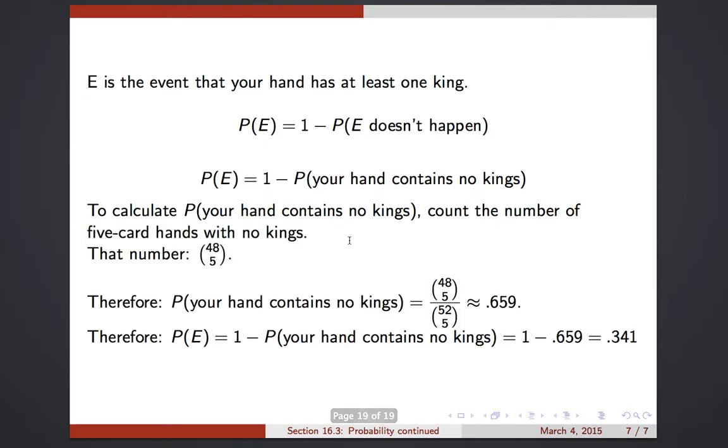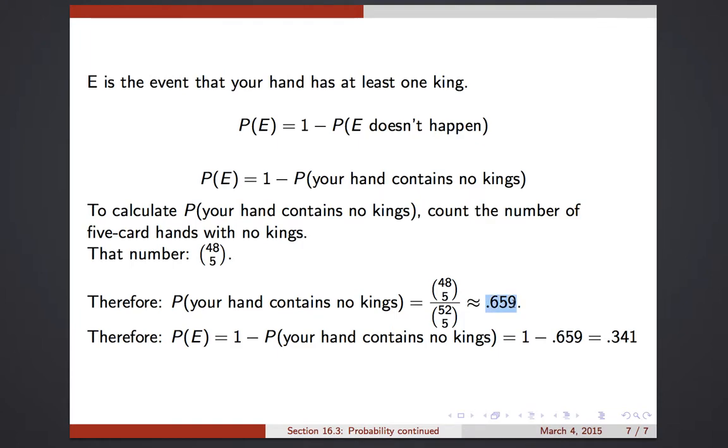So the number of 5-card hands you can get with no kings in them is just, kick those 4 kings out of the deck. Now you have 48 cards left, and you want to choose 5 from that. So here is the number of 5-card hands with no kings. Once we have that number, the probability your hand contains no kings is the number of hands with no kings divided by the total number of hands, 52 choose 5, and if you ask your calculator what this is, you'll get about 66%.